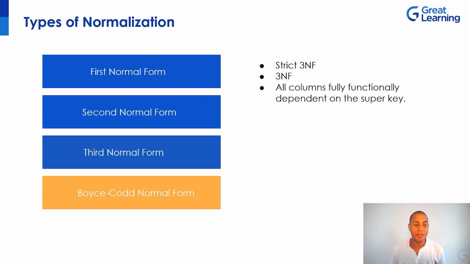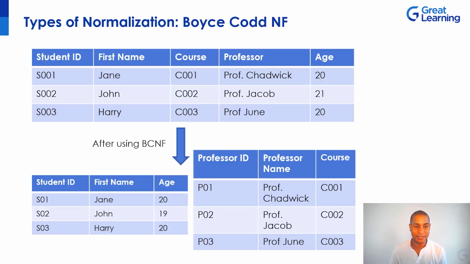Lastly, we're going to talk about the Boyce-Codd normal form. So this is a strict third normal form. All columns must be fully functional, dependent on a superkey. So let's dive into this example. Let's look at this table where we have student ID, first name, course, professor, and age. So if we created a superkey which has student ID in the course, we wouldn't be able to fully describe the professor attribute.